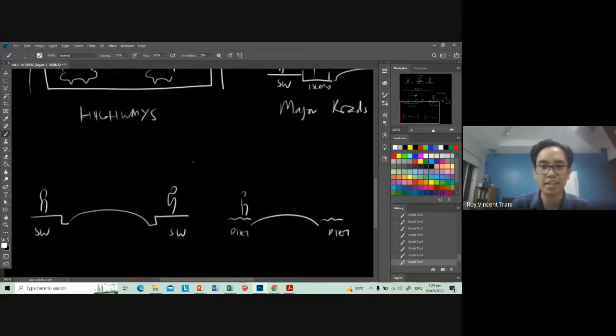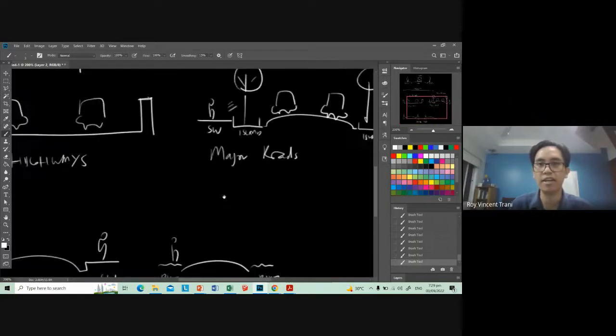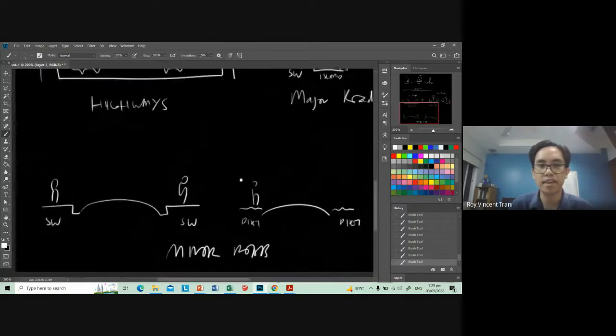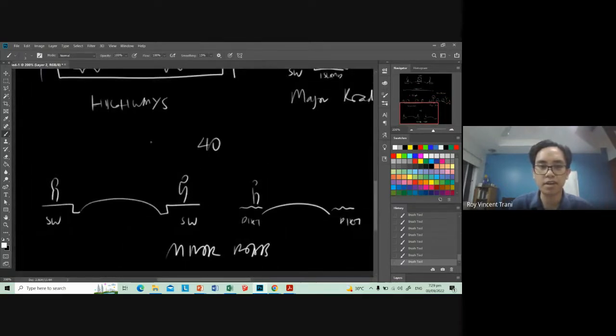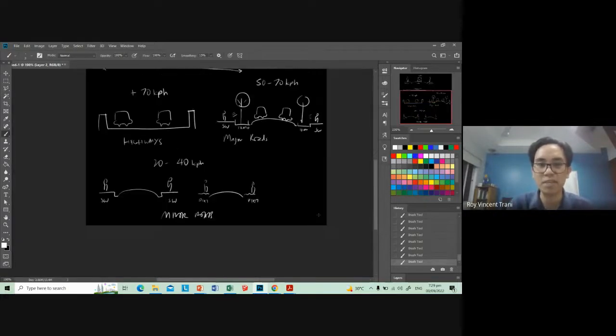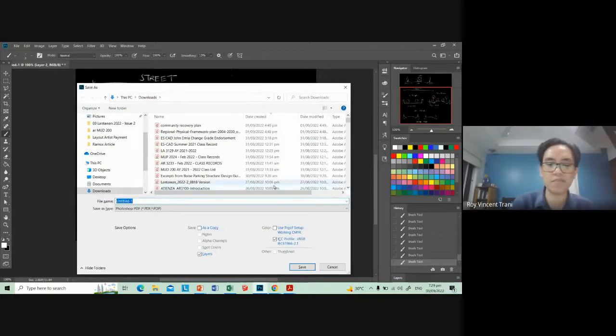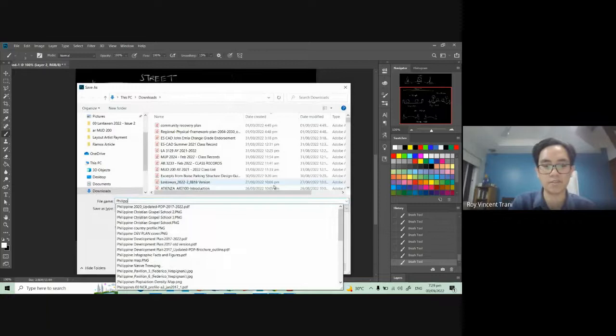So ideally, in minor roads, nobody should be driving beyond, let's say, 40 kilometers per hour, but we know that's not the case. Wherever you are in the Philippines, as long as there's space, people will drive as fast as they can. So this is one inherent problem that is not unique to the Philippines, but everywhere, like in developing countries.